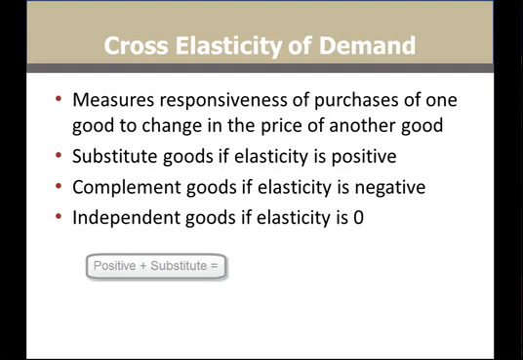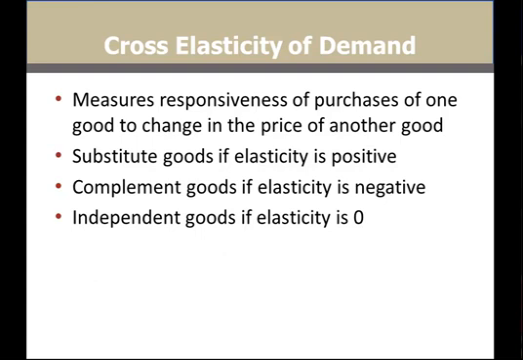Now, here is a word I would like you to write down. It combines substitute and positive. It's positute. For the cross-elasticity of demand, if that is a positive elasticity, it is a substitute.